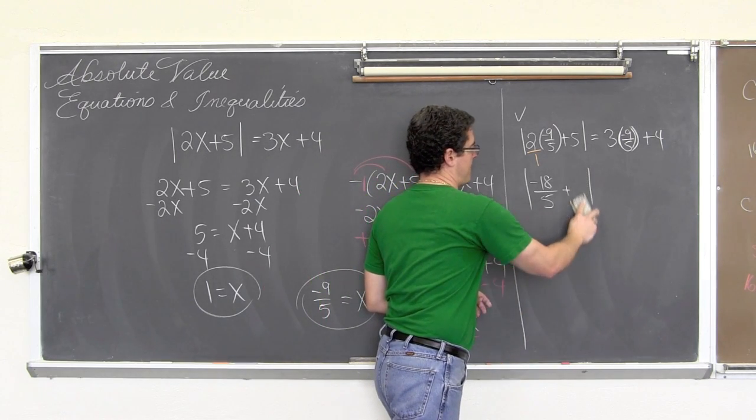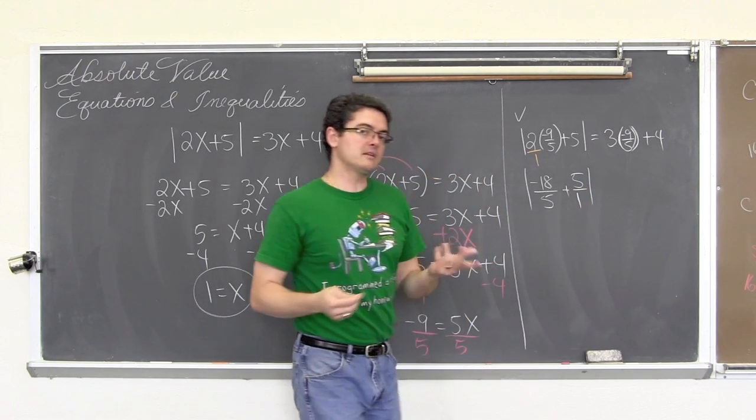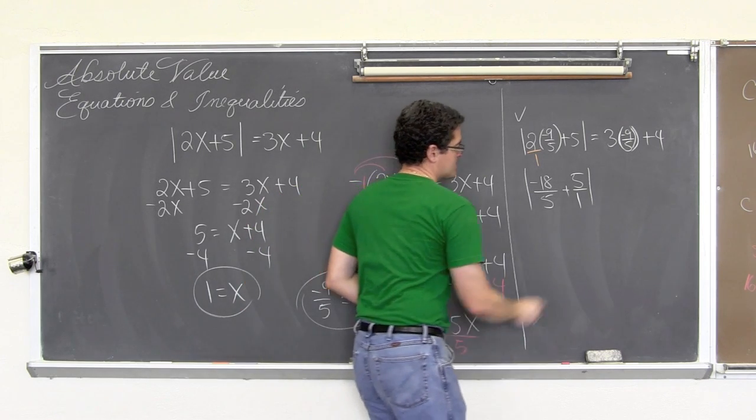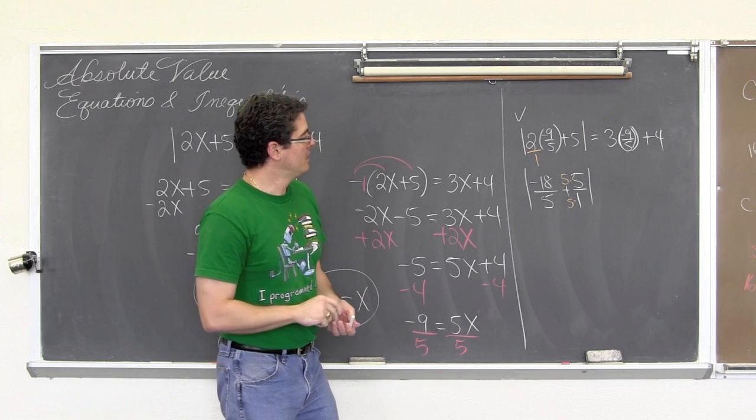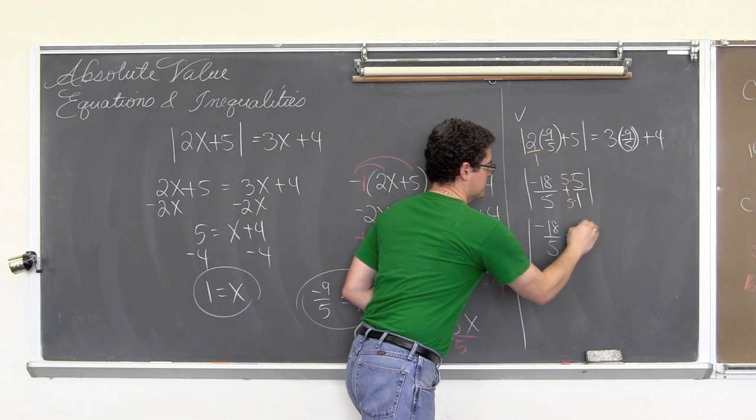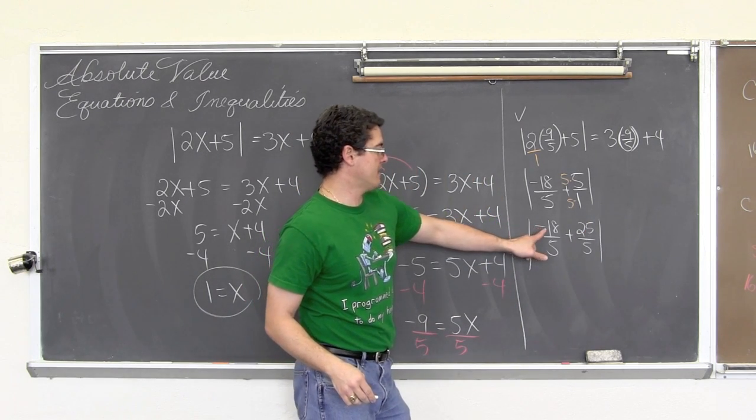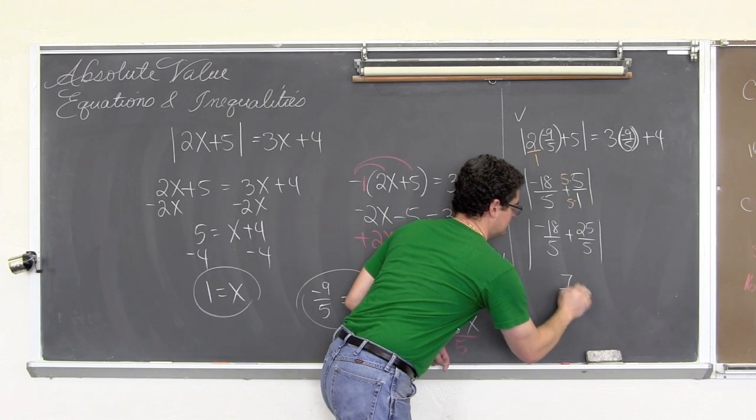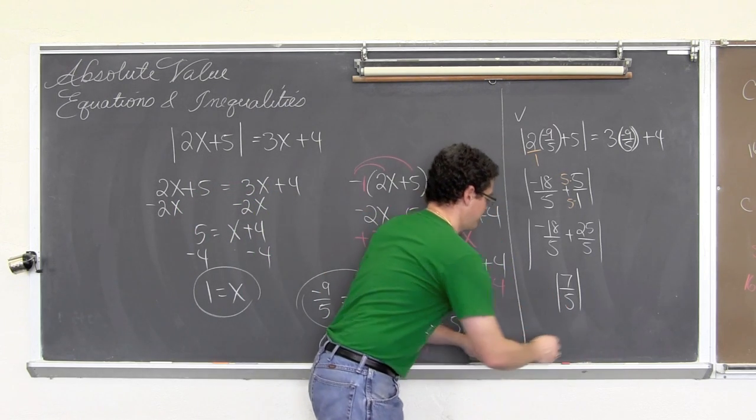So I want to make that 5 look like a fraction so I can find the common denominators, because I cannot add fractions if I do not have common denominators. So I'm going to multiply this on the top and bottom by 5 and get the absolute value of negative 18 over 5 plus 25 over 5. That's going to come out to be negative 18 plus 25 is 7. And the absolute value of 7/5 is 7/5.